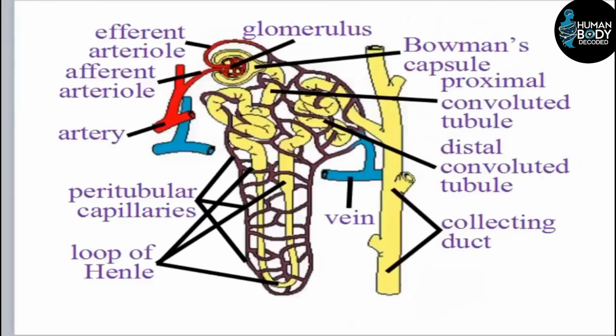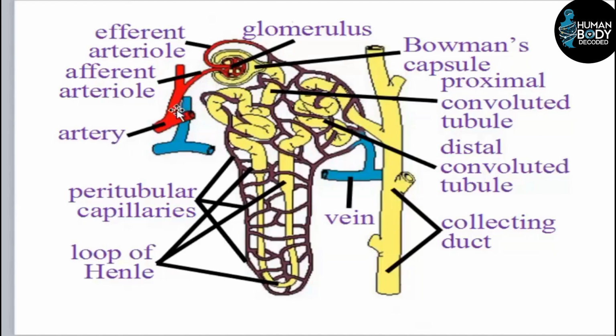Now let's talk about the nephron. As I mentioned, the kidney is made up of nephrons. So how is the structure of a nephron? The nephron starts from this portion, which we call the glomerulus. This is a cup-shaped structure you see here. This yellow part is the cup. This is the cup-shaped structure.